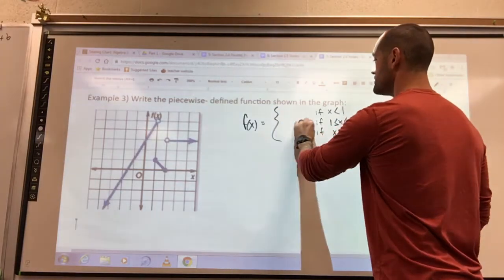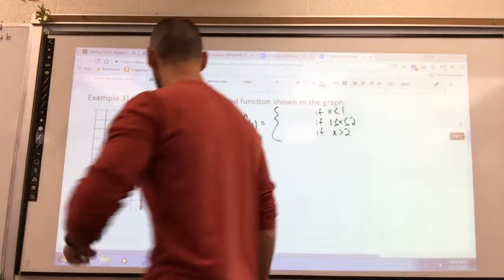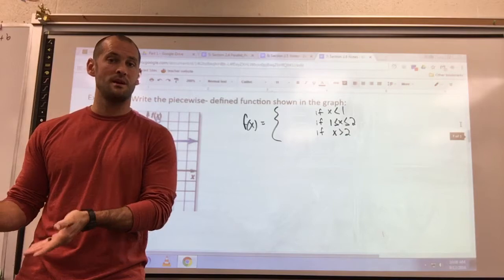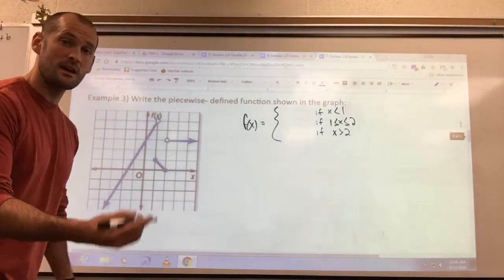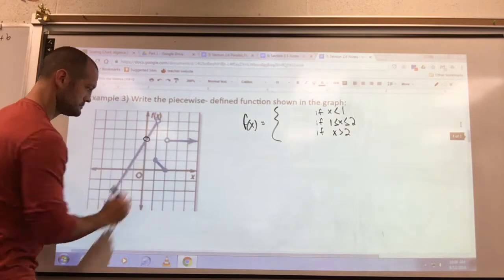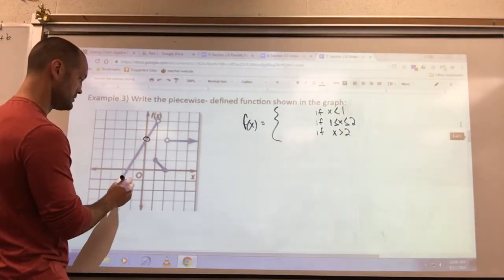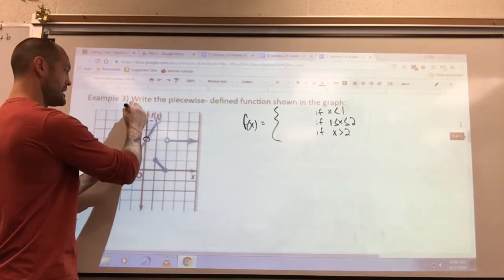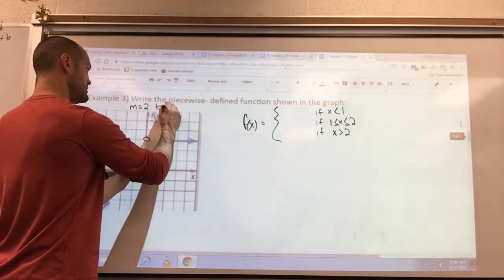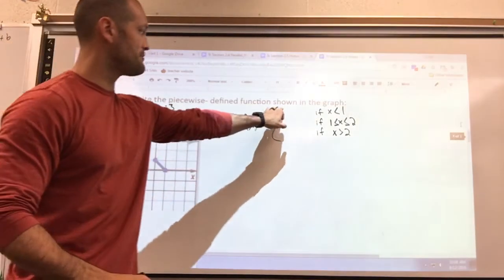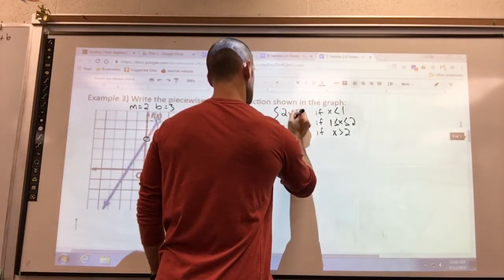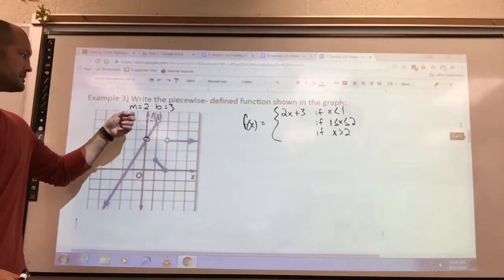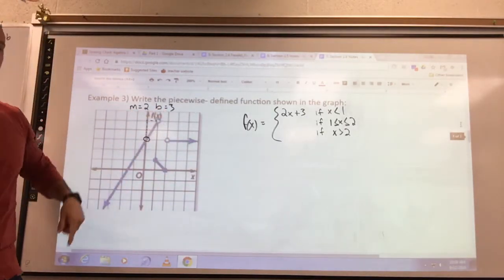Now I need to define the behaviors in each of those sections. So this first one is pretty nice. We like looking at equations of lines because we can revert back to y equals mx plus b slope-intercept form. So all I need is my m and my b. There's a y-intercept of 3. And you'll notice the slope is up 2 over 1. So this line has a slope of 2 and an intercept of 3. So my very first behavior is 2x plus 3. Isn't that nice? Don't overcomplicate it. What did you need? A slope and an intercept. And this line gave you both of those.